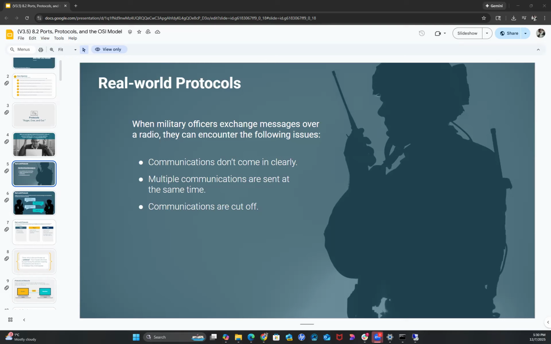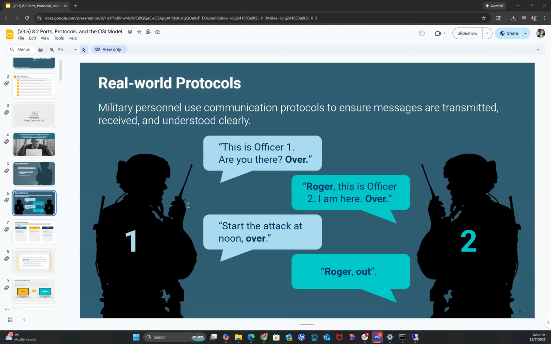When military officers exchange messages over a radio, they can encounter the following issues. Suppose the communication doesn't come in clearly. When communication is very noisy, multiple communications are sent at the same time, or communication cuts off, they have trouble understanding each other. So military officers need to make sure that their entire message is transmitted, received, and understood clearly.